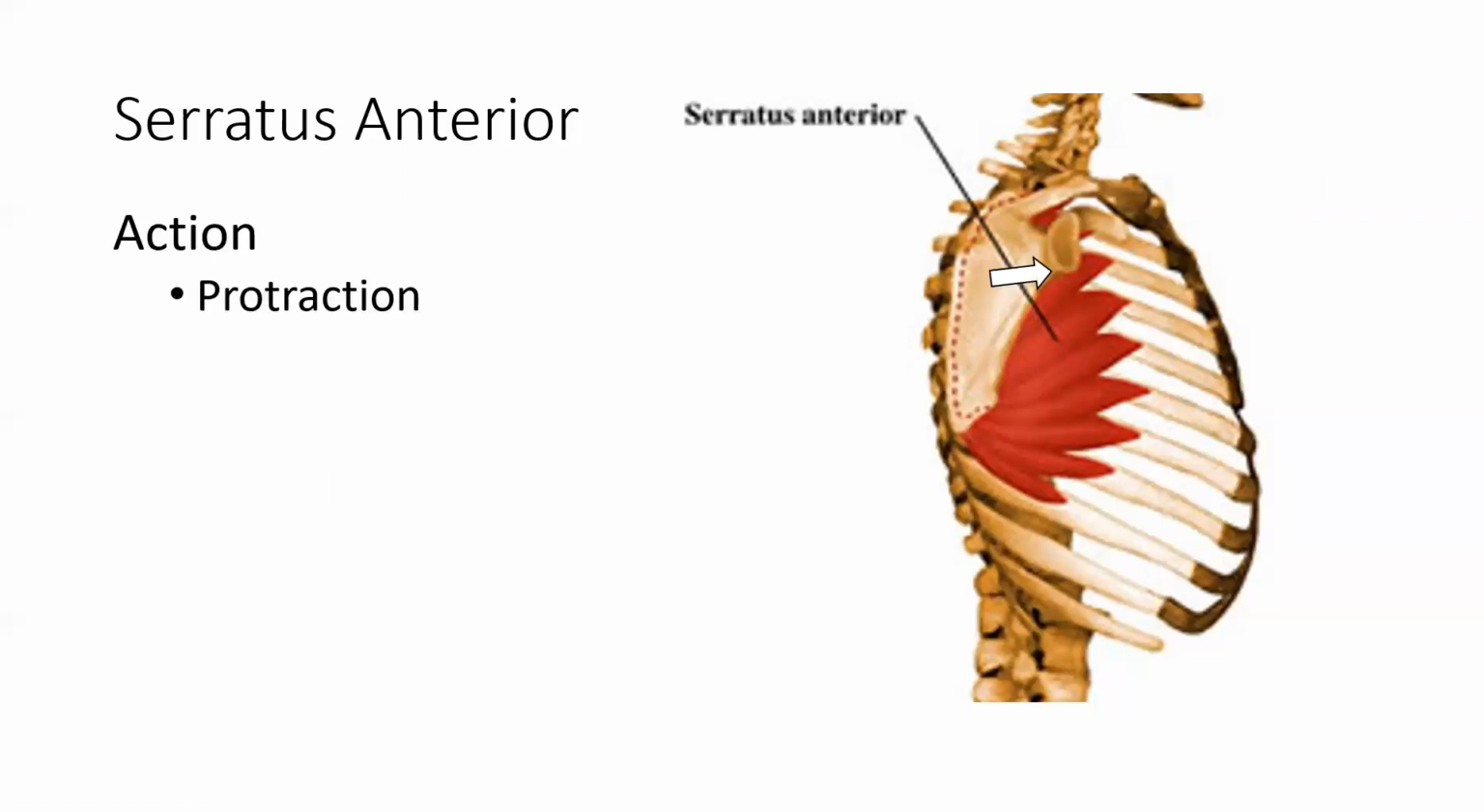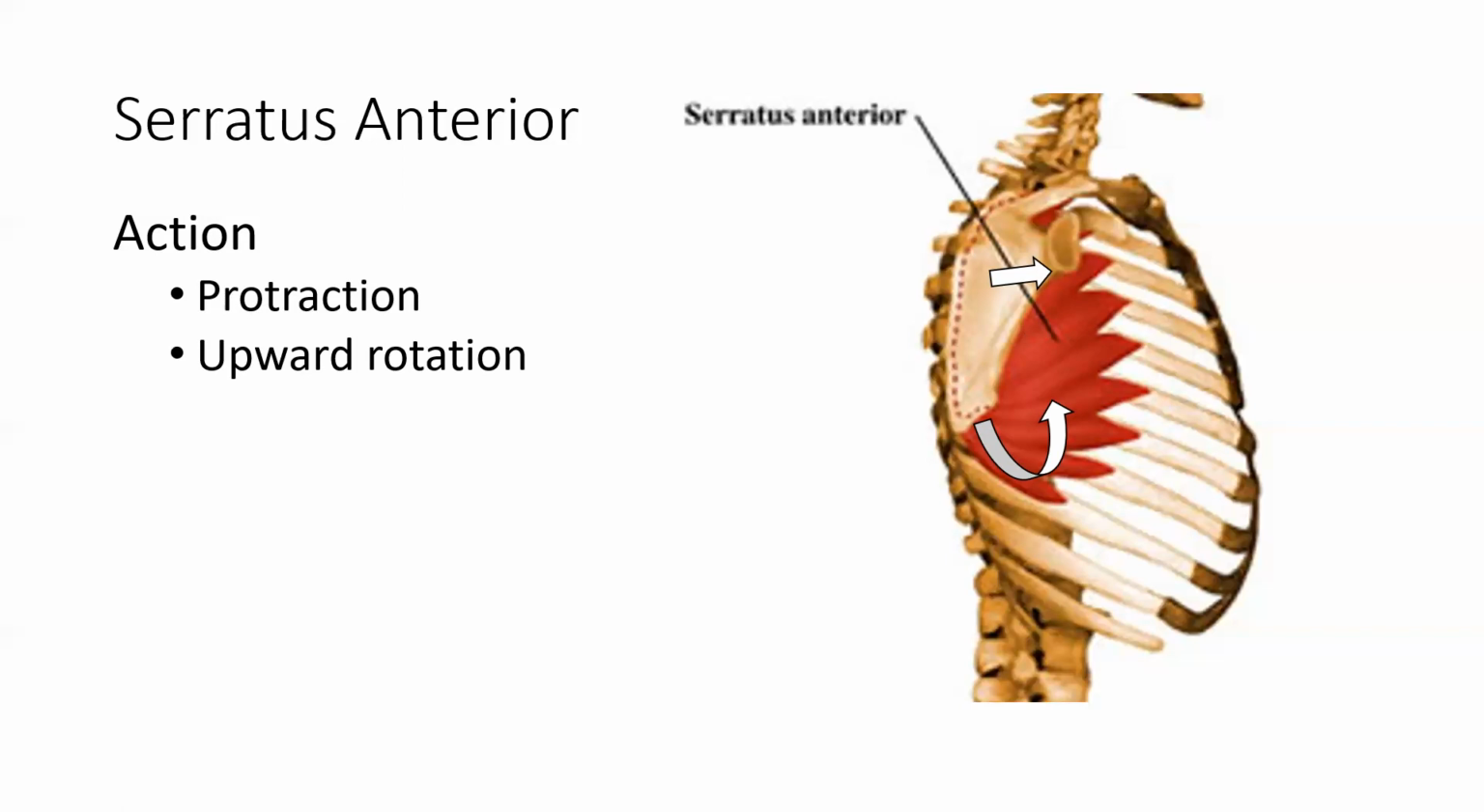First would be protraction, drawing that medial border towards the origin site. So bringing the scapula around the thorax, kind of this anterior wrapping. This also is called scapular abduction. If we look at these superior fibers of serratus anterior, if those contract and really pull the scapula forward and up, we can also have some upward rotation. So serratus anterior will cause protraction and upward rotation.